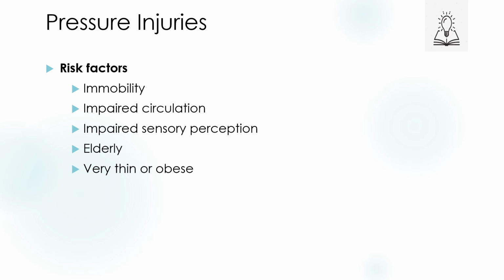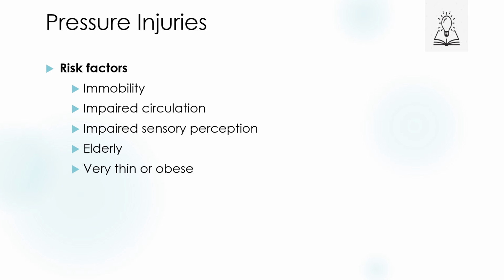The elderly population is particularly vulnerable due to several factors, including thinner skin, reduced mobility, and often multiple comorbidities. Also, as we age, our skin loses elasticity and becomes more fragile, making it more susceptible to damage. Both very thin and obese individuals are at higher risk for pressure injuries.